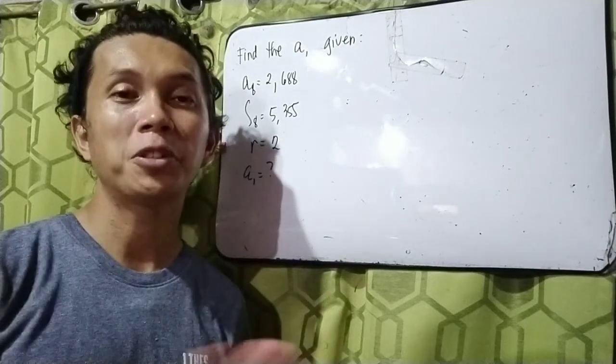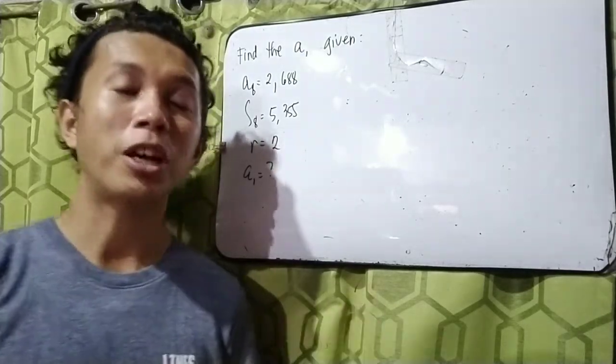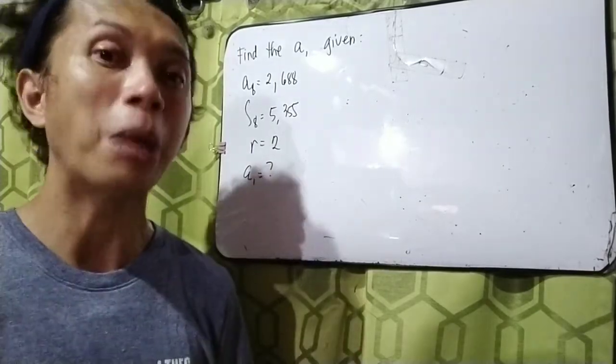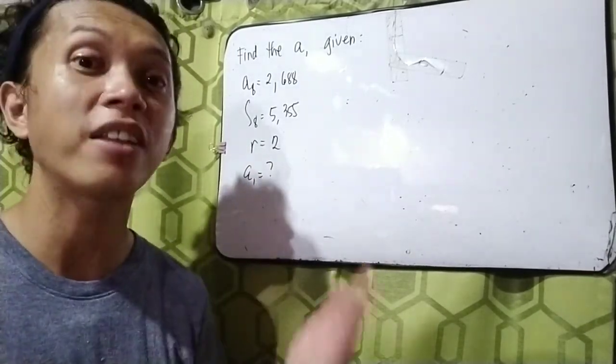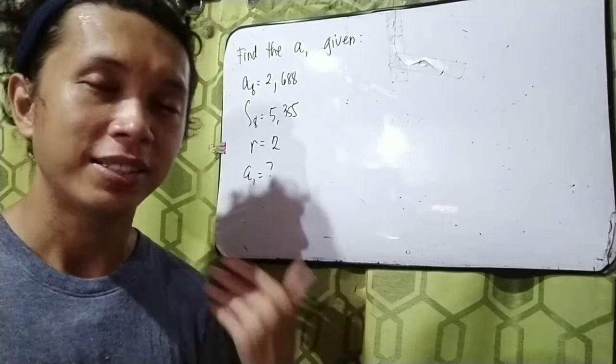Hello everyone, welcome to my class, and in this video we're going to talk about how to get the first term given the sum, the last term, and the common ratio of a geometric sequence.